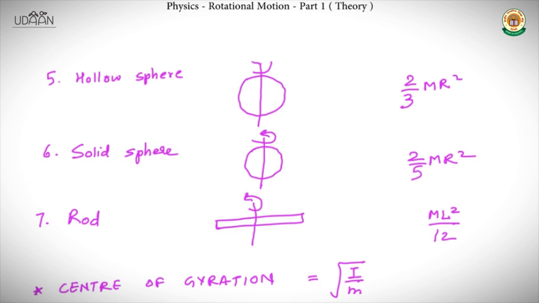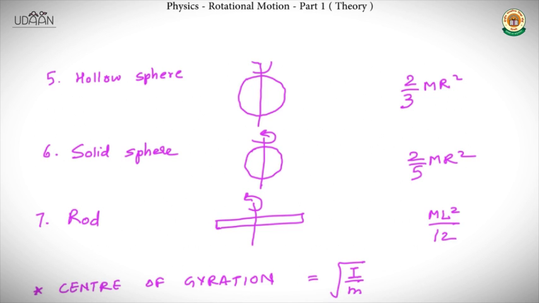The next thing we have here is the hollow sphere, for which the moment of inertia will be 2 by 3 mr square for an axis passing through one of its diameters. Next we have the solid sphere, for which the moment of inertia will be 2 by 5 mr square for a similar axis as the hollow sphere.